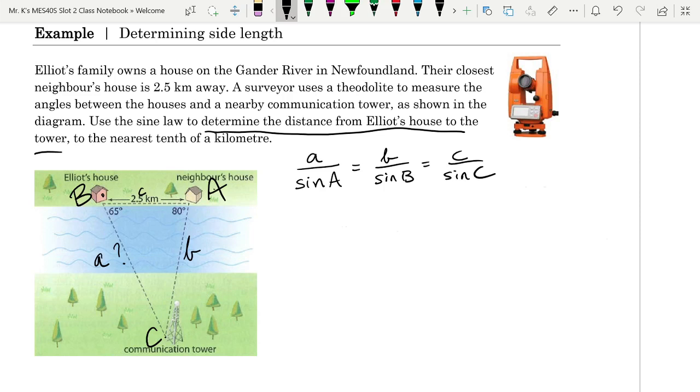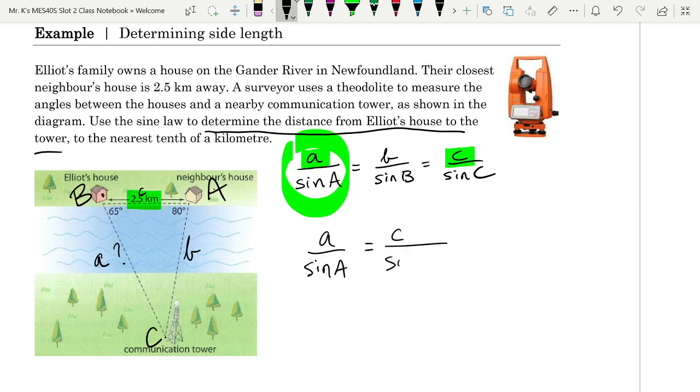My first step is to figure out which 2 I'm going to use. Well, I don't know anything about side B. I know angle B, but that's not going to help me figure out angle A. Side A is what I'm looking for, highlighting in green. So I'm definitely using this part of the ratio. Am I using the B one or the C one? Well, I know side C. That's the important part. It's right here, 2.5 kilometers. So I am going to use those 2 ratios: A over the sine of angle A equals C over the sine of angle C.